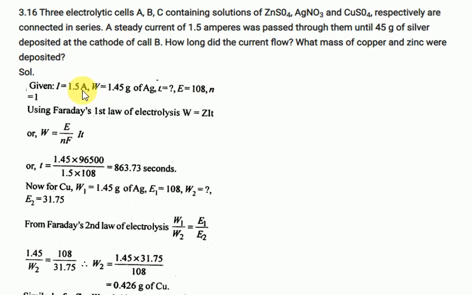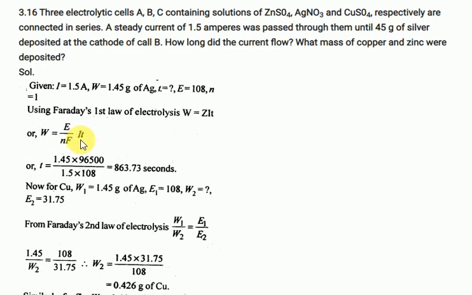Look here. First, the current is given: 1.5 amperes. Weight is equal to 1.45 grams of silver. Time, how much time they passed, isn't mentioned. Equivalent weight of silver is 108. Using Faraday's first law, weight is equal to ZIT. Weight is equal to equivalent weight by the number of moles of electrons, Faraday, into IT.